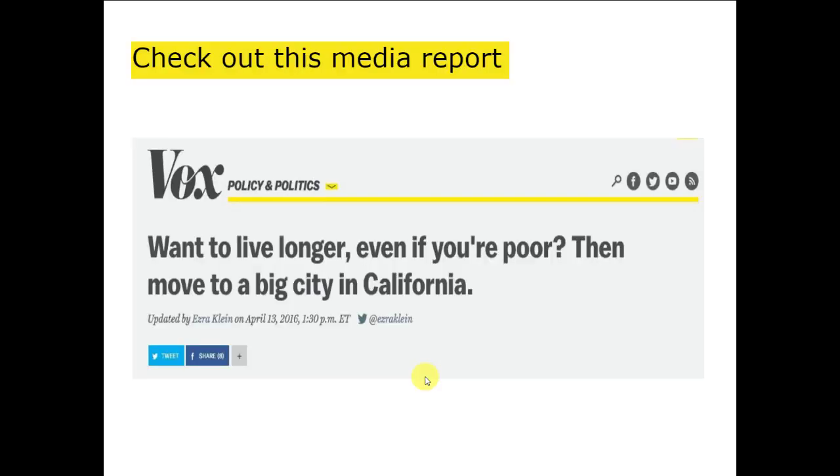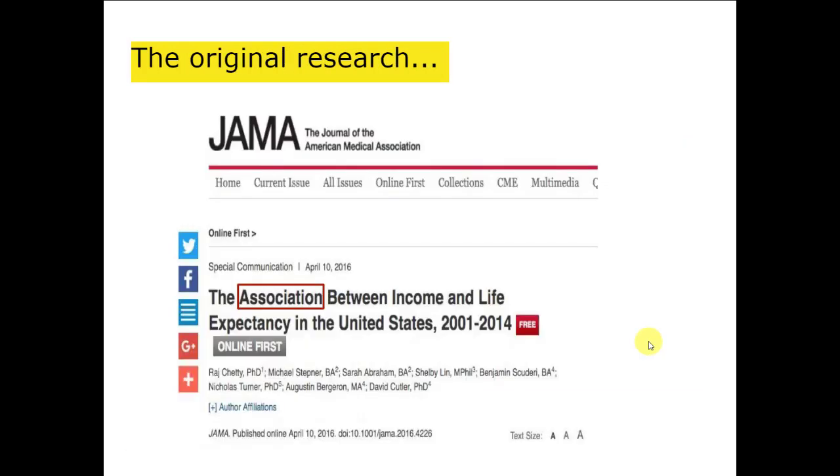Check out this media report. Vox says, want to live longer even if you're poor? Then move to a big city in California. Very catchy title. Somebody could read it and think, well, Vox isn't that bad. I mean, it's a pretty credible source. It's not the New York Times and it's not a medical journal, but maybe it has something to do with that. But when you look at the original research, it appeared in the Journal of the American Medical Association. This is a very highly credible journal.